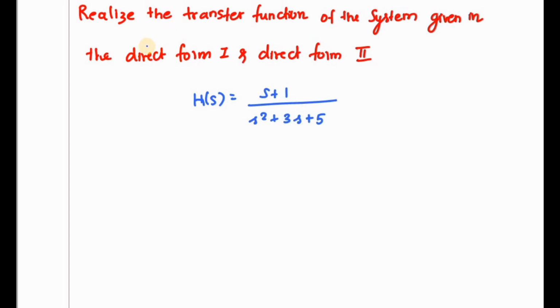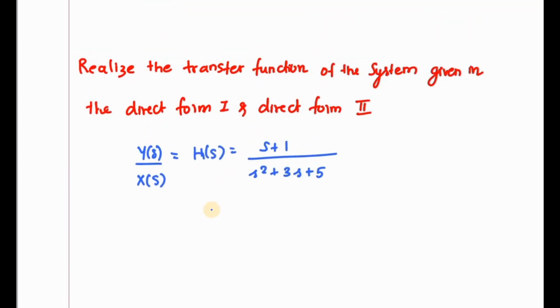In this video, we are going to realize the transfer function of the system in direct form 1 and direct form 2. The transfer function H(s) is defined as Y(s) divided by X(s). So if I want to add the delay element here, I am going to use 1 divided by s. This is called an integrator.